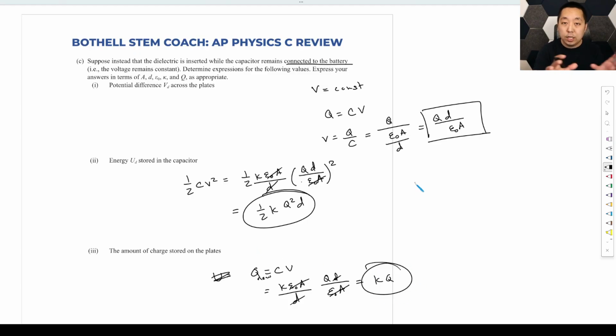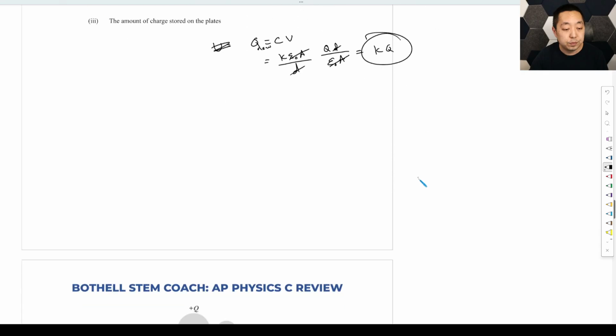Okay, so those are the two different configurations, whether or not the capacitor is connected to a voltage source, so the voltage remains constant, or whether or not the charge remains constant.